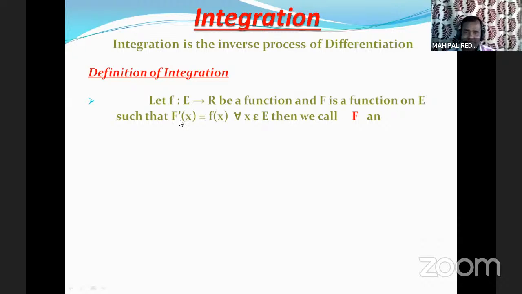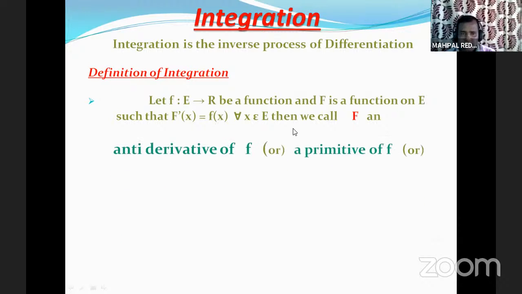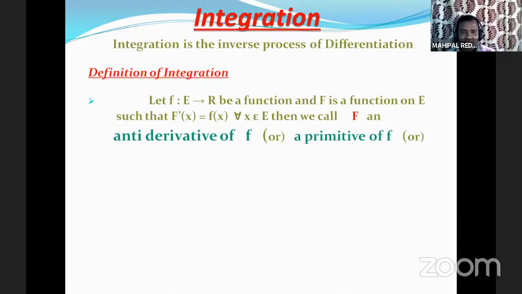The derivative of the capital function is the small function. Then we call F an antiderivative. Antiderivative is nothing but the inverse process of derivative. It is called antiderivative of f, or primitive of f, or integration of f. So small f of x is the derivative of capital F of x, and capital F of x is called antiderivative or primitive or integration of f.